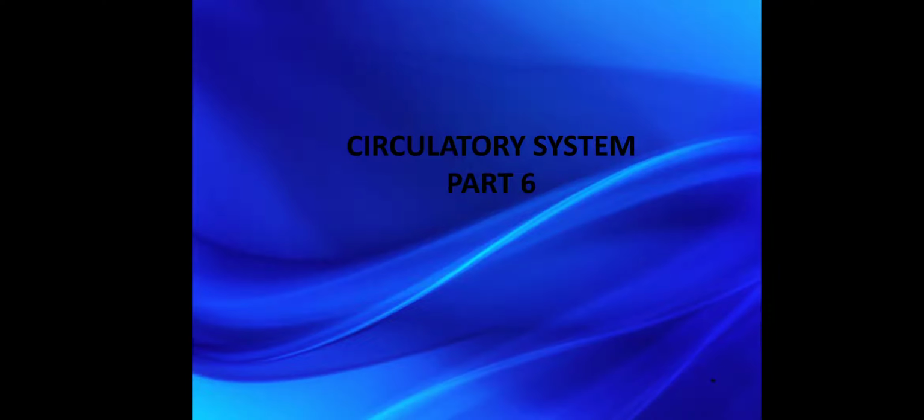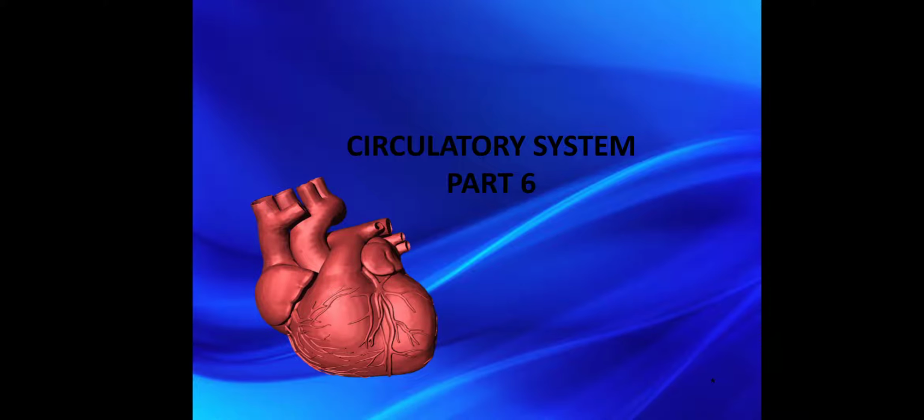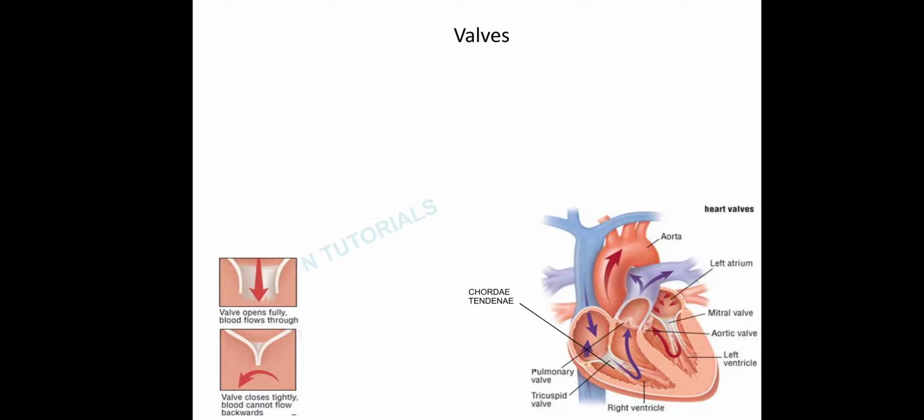Hello students, in the previous lecture we have learned about the location of human heart and its external and internal structure. Today we will continue with the same topic, that is internal structure of human heart. Today we are going to learn about the valves. Valves are the structures that prevent the backflow of the blood. So here we are going to learn about the valves associated with your heart.